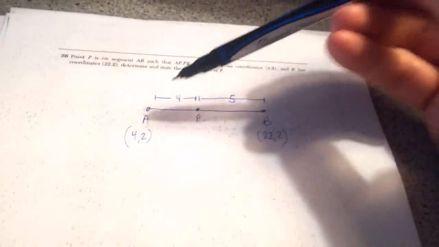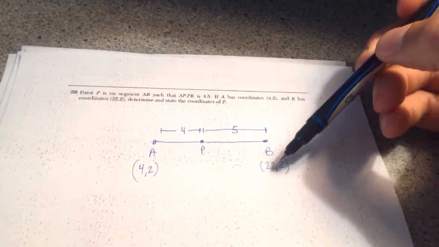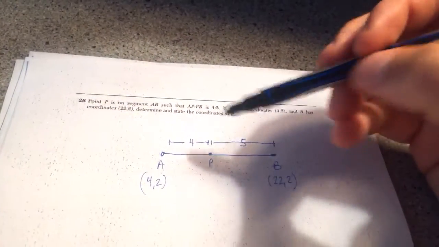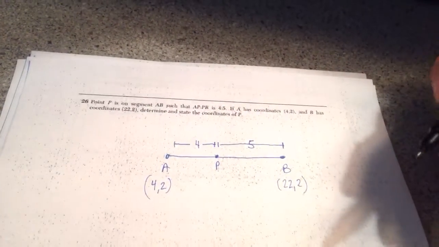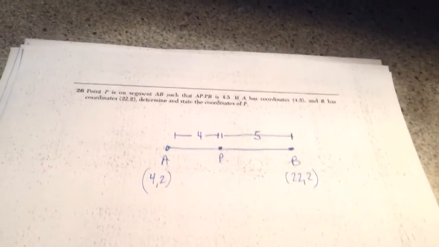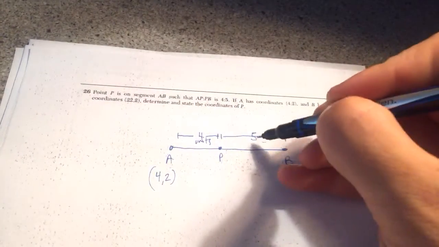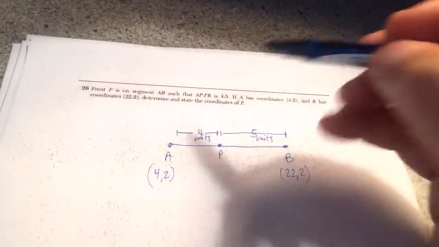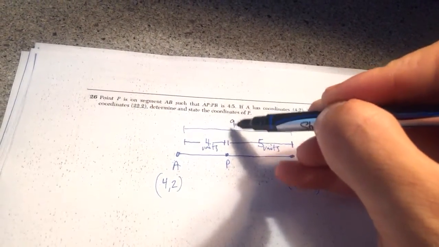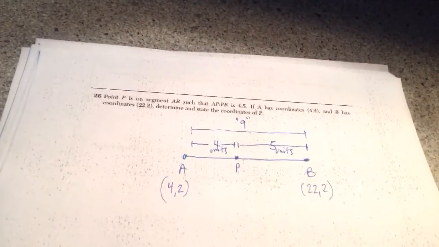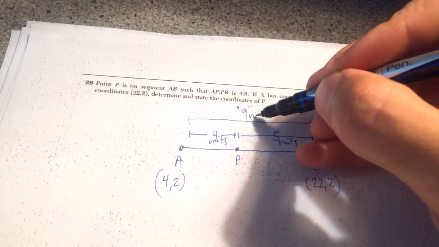Number 26, we know that point A has the coordinates 4, 2. Point B has the coordinates 22, 2. We know that the proportion, or the ratio of AP to PB is 4 to 5. Okay? Well, in total, this is 4 units. This is 5 units. This is just a scalar. The total distance is 9. In terms of the ratio, the distance is 9 units.